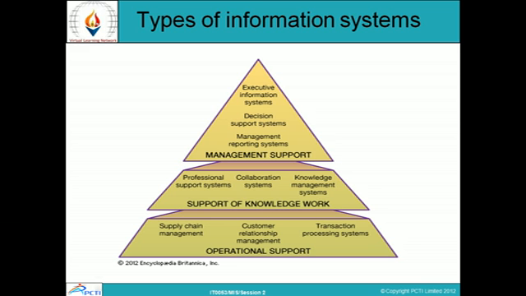Now let us discuss the types of information system. Types of information systems can be classified under 3 major categories. The first one is management support, second is support of knowledge work, and the third one is operational support. Management support basically includes different subsystems like executive information system, decision support system and of course management reporting system. It's a kind of documentation system.